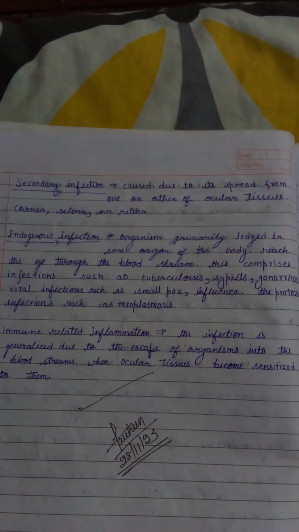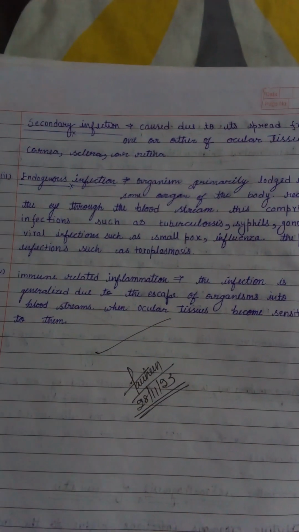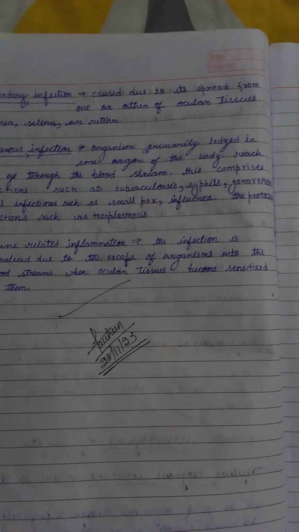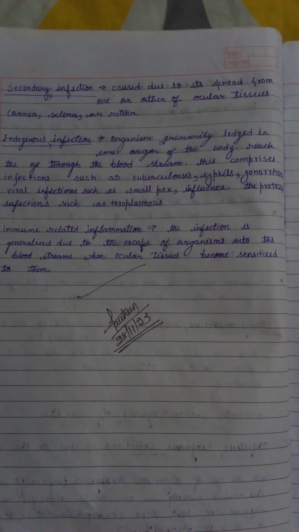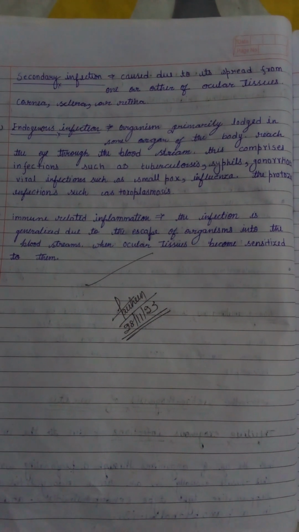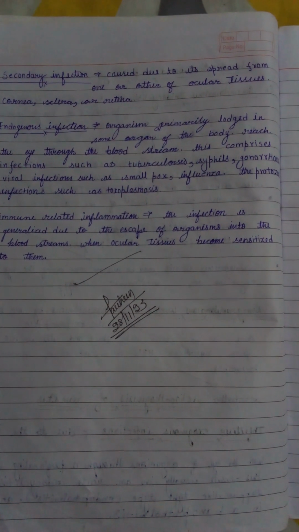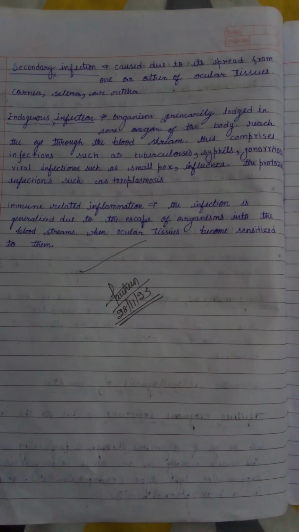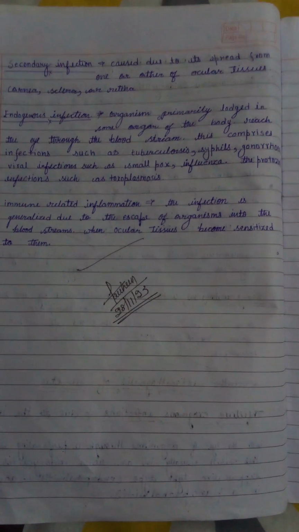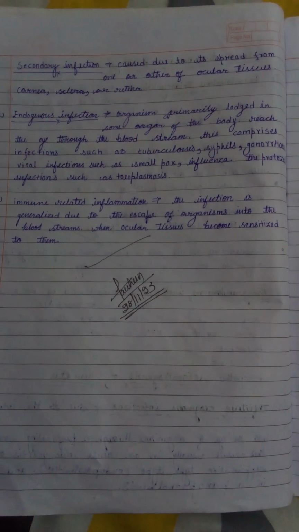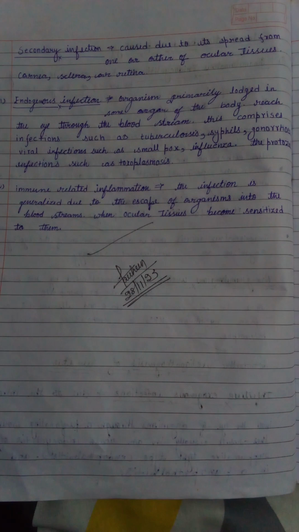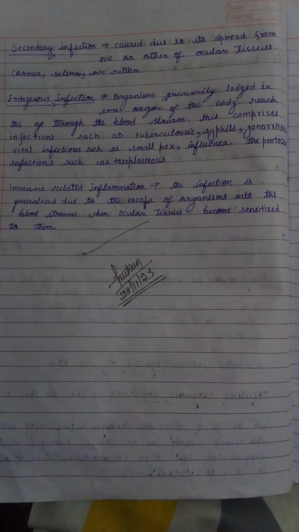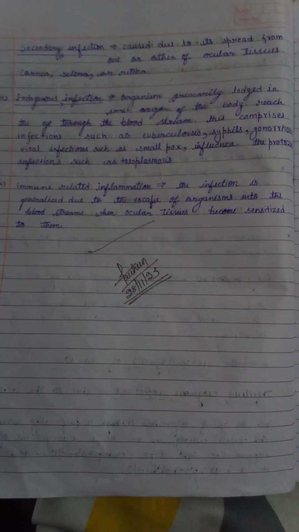Endogenous infection: organisms primarily lodged in some organ of the body reach the eye through the bloodstream. This comprises infections such as tuberculosis, syphilis, gonorrhea, viral infections such as smallpox, influenza, and protozoal infections such as toxoplasmosis. Immune related inflammation: the infection is generalized due to escape of organisms into the bloodstream when ocular tissue becomes sensitized to them.